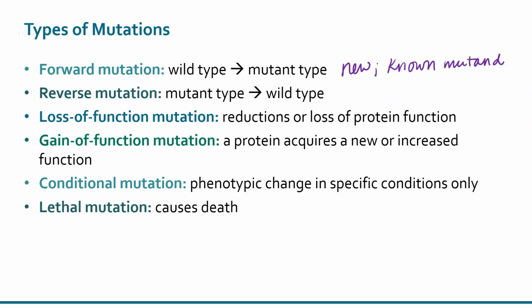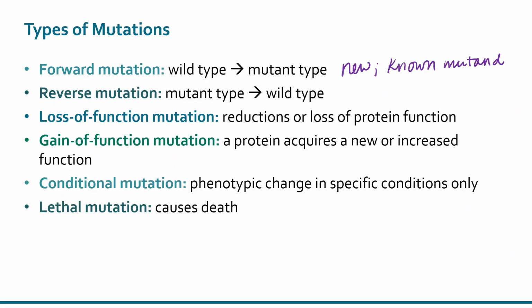This is where the wild type mutation comes back. So we have a mutation and the wild type is restored by a second mutation. Loss of function mutation means that the protein stops functioning, either reduced function or completely lost its function.